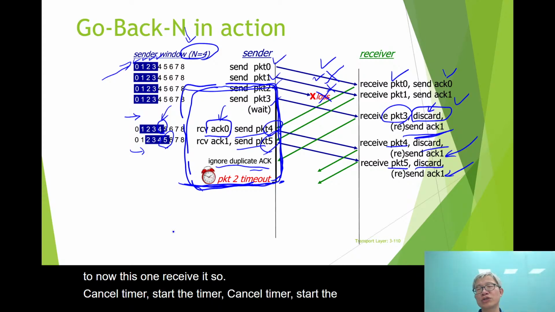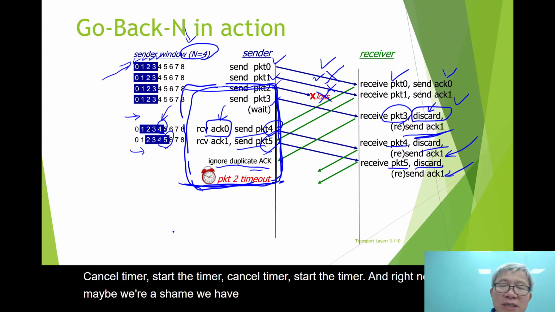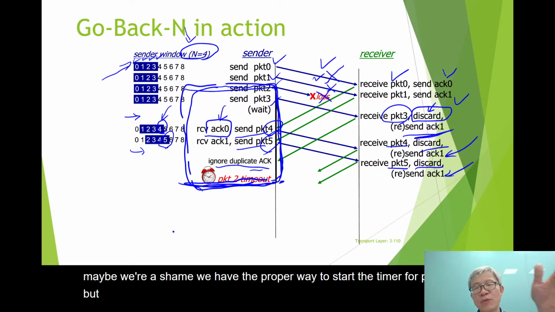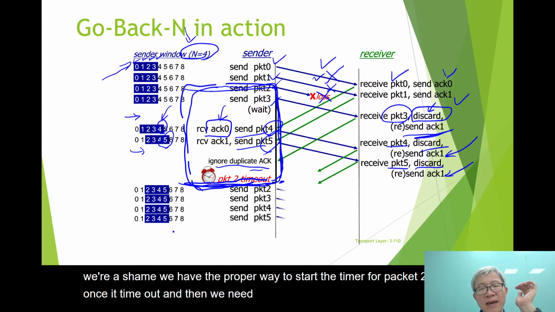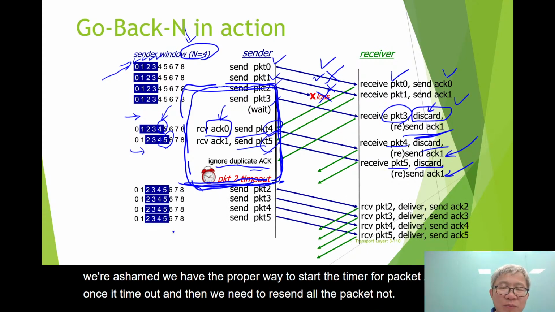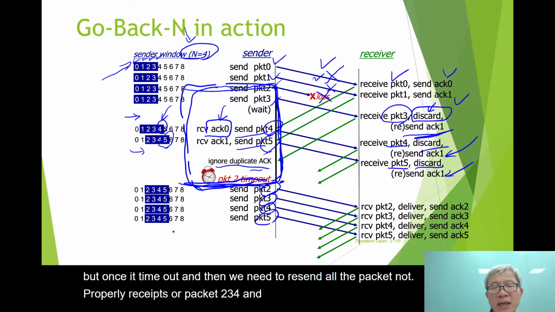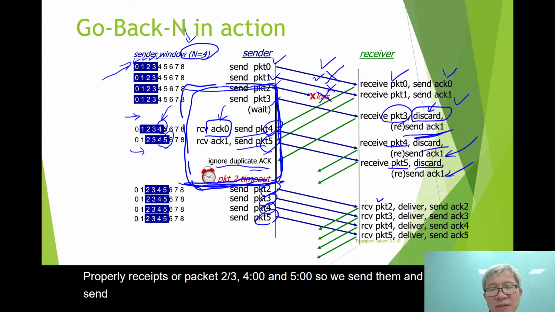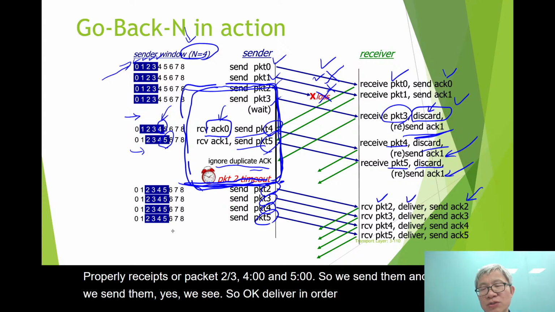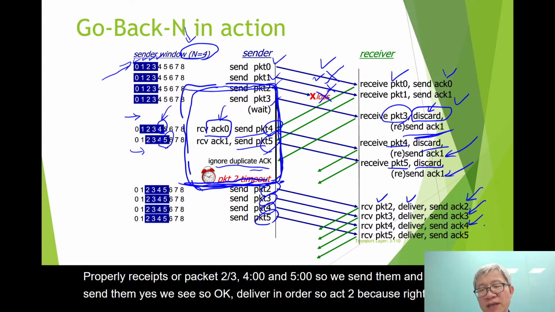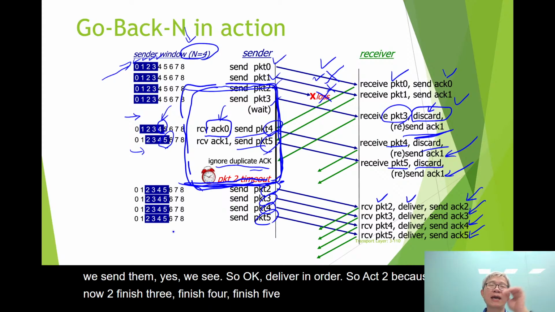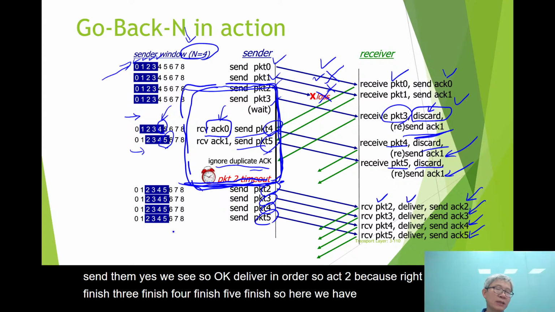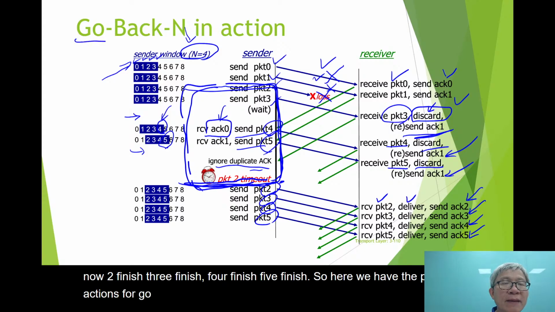And right now, maybe we assume we have the proper way to start the timer for packet 2, but once it times out, we need to resend all the packets not properly received. So packet 2, 3, 4, and 5, we send them. And once we send them, yes, receive. So, okay, deliver in order. So ACK 2, because right now 2 finished, 3 finished, 4 finished, 5 finished. So here we have the possible actions for Go-Back-N, GBN.